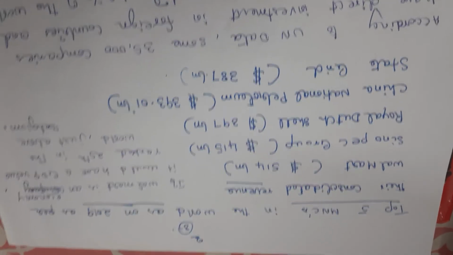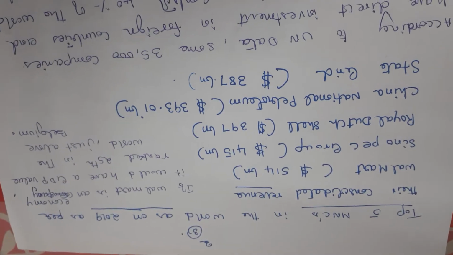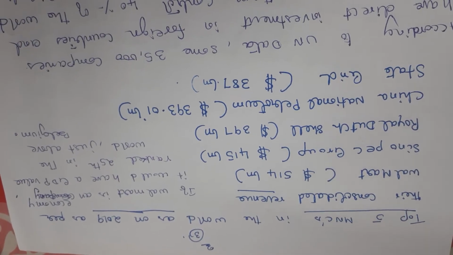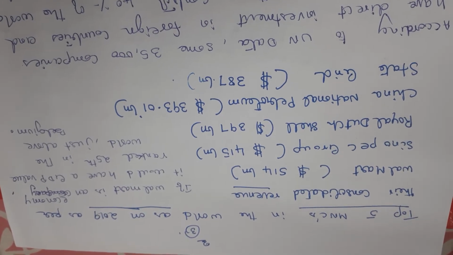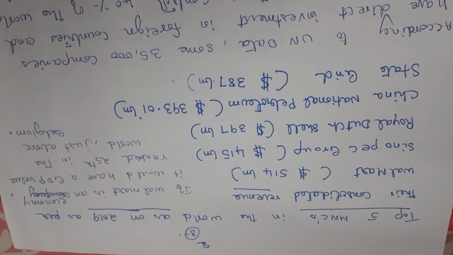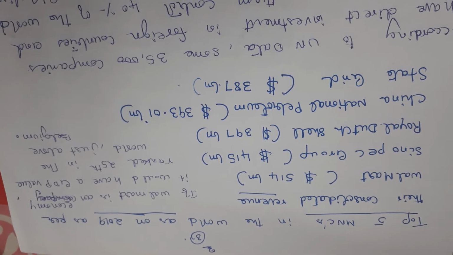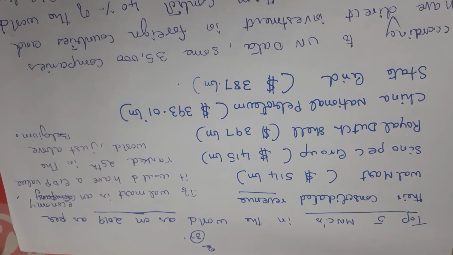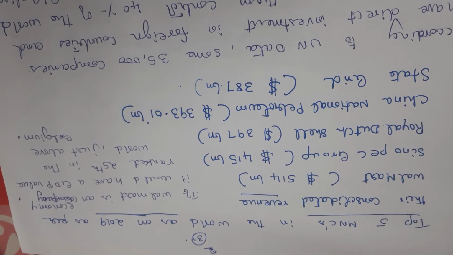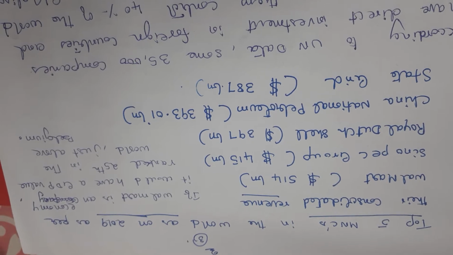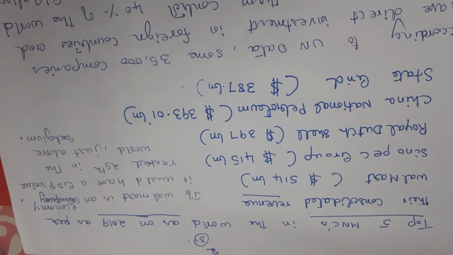Top 5 MNCs in the world as of 2019, as per their consolidated revenue. Walmart has a turnover of $514 billion. Sinopec Group has $415 billion. Royal Dutch Shell has $397 billion. China National Petroleum $393 billion, and State Grid has $387 billion.